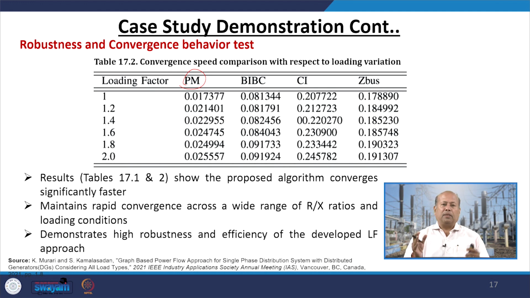So we tried the program. The graph-based load flow algorithm works not only for a given R by X ratio, but also with varying R by X ratios and different loading conditions, and we found its convergence is as good as other classical techniques. It maintains repeat convergence across a wide range of R by X ratios and load conditions, demonstrating high robustness and efficiency of the developed load flow approach.